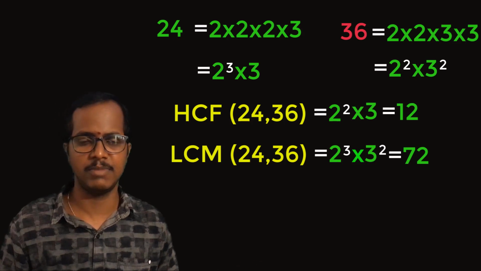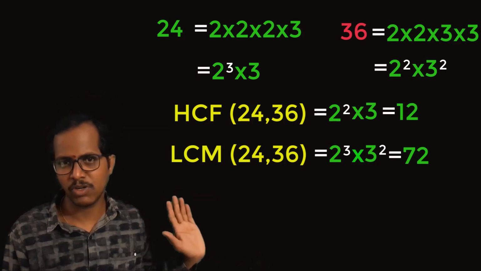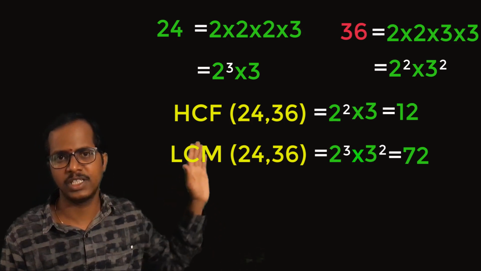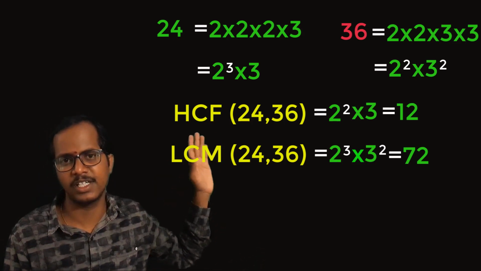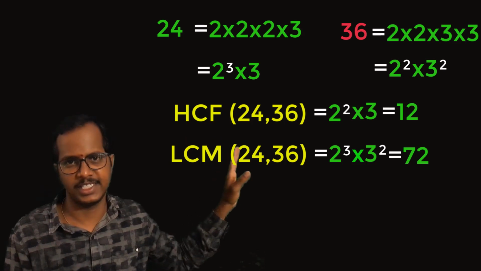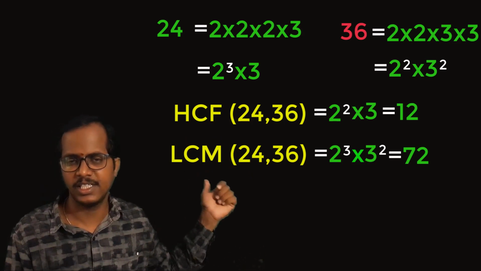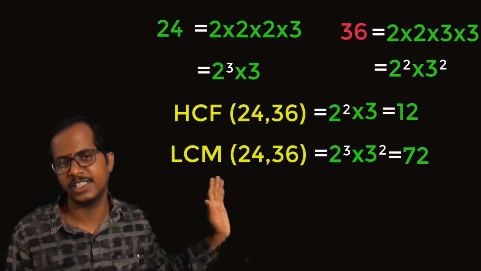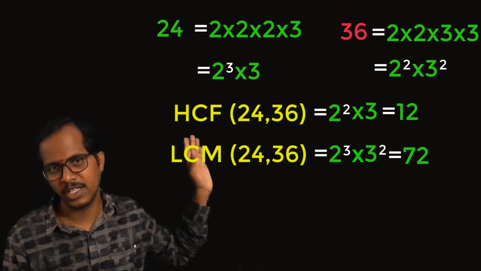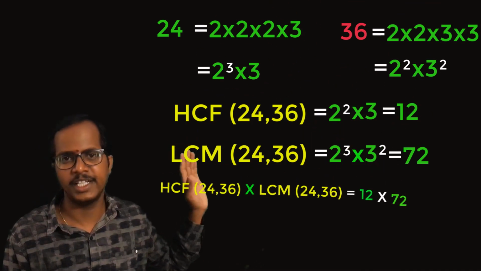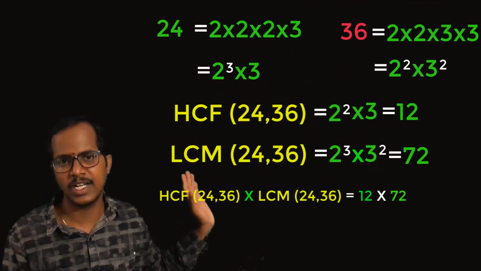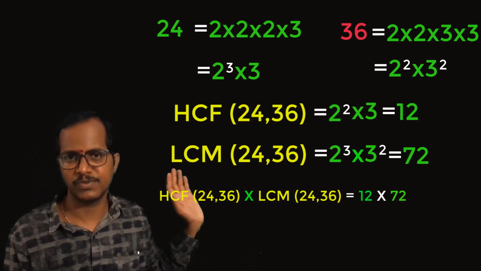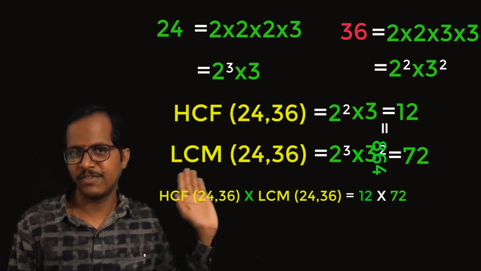Now we can also understand one more result, that is, if we multiply LCM and HCF. Suppose we consider the first situation. What are the given two numbers? 24 and 36. And what is their HCF? That is 12. And what is their LCM? That is 72. Now let us multiply the LCM and HCF of these two numbers, that is 12 and 72. By multiplying 12 and 72, we get 864.